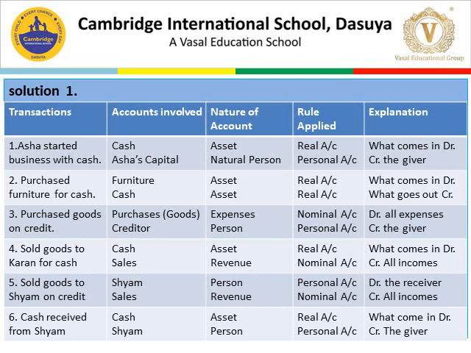Now number 2, purchased furniture for cash. Here we have to identify what accounts are involved. We purchased furniture and against the furniture we paid cash. So we found two accounts, furniture and cash, involved in the transaction. Furniture is an asset, cash is also an asset, so both are real accounts. The rule applied is real account, and the explanation is: what comes in, debit, for furniture, and cash is going out, so what goes out, credit. Hope you all understand this point also.